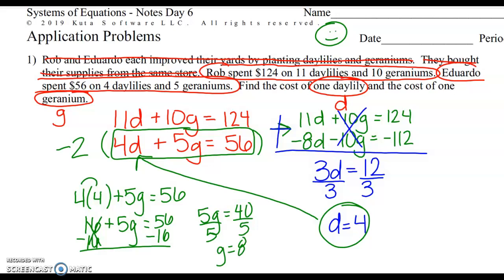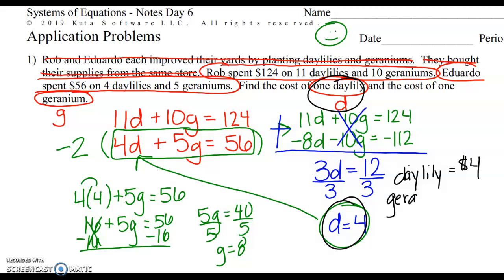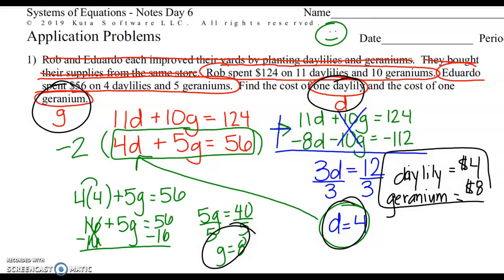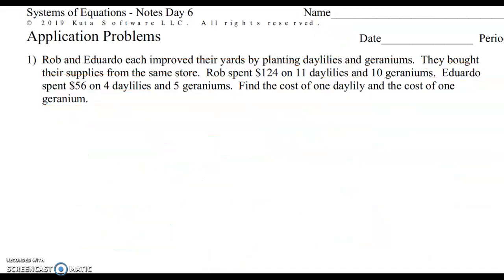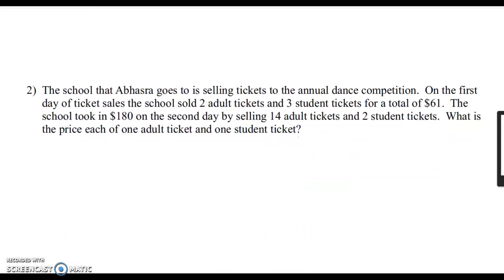So to put my answer together to answer the question, the cost of one daylily, spelled wrong, was D and D was 4, so the daylily costs $4. And the geranium is G, and I found out that G is 8, so a geranium is $8. So we're still solving systems of equations, it's just now that we're looking at some application problems. I'm just going to do one more here with you guys.